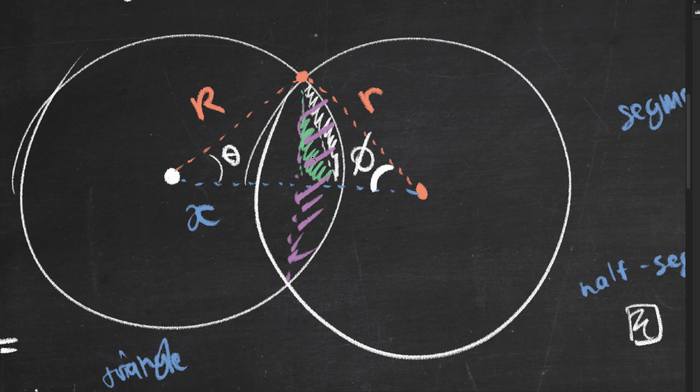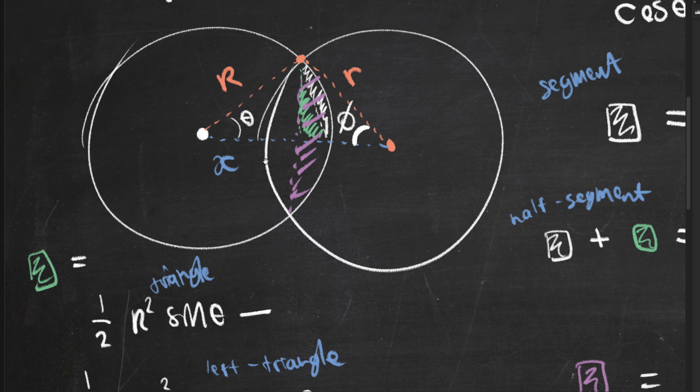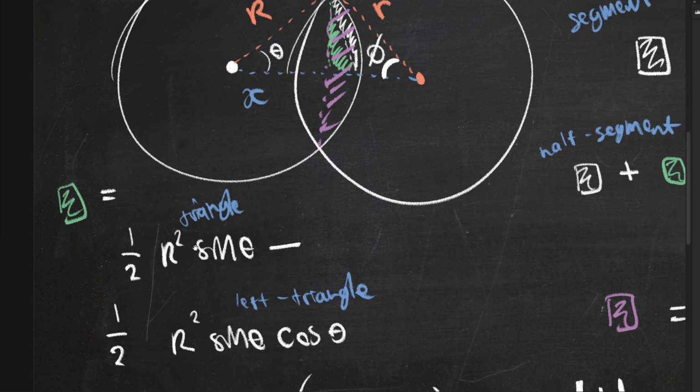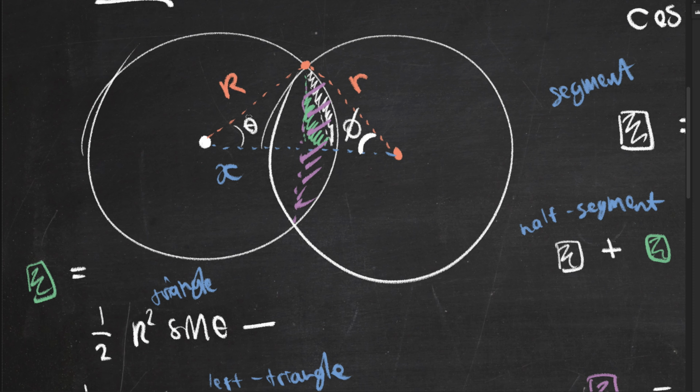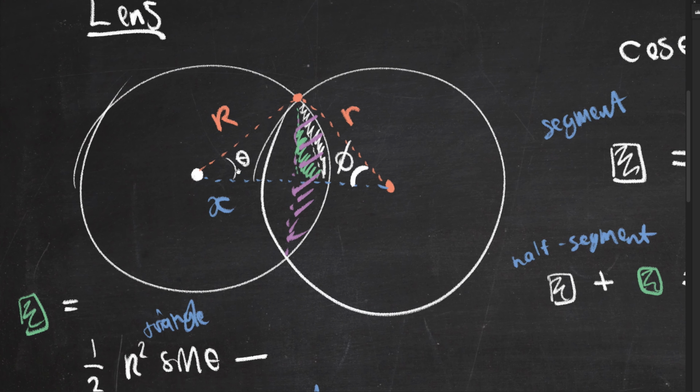The green area you can do as the larger triangle minus the left triangle, which is what I called it. The larger triangle, that's R by that length, is going to be half R squared sine theta, again using that triangle formula. And then the left triangle, this little shape here, is going to be half R squared sine theta cos theta. That length there is R cos theta, and this length is R sine theta. Times them together.